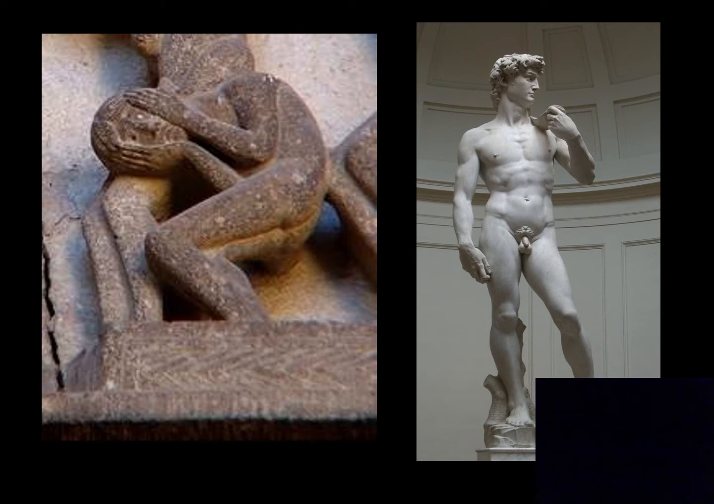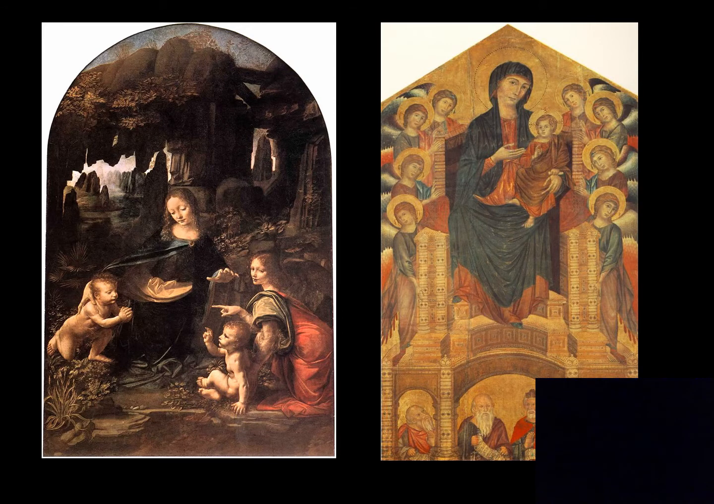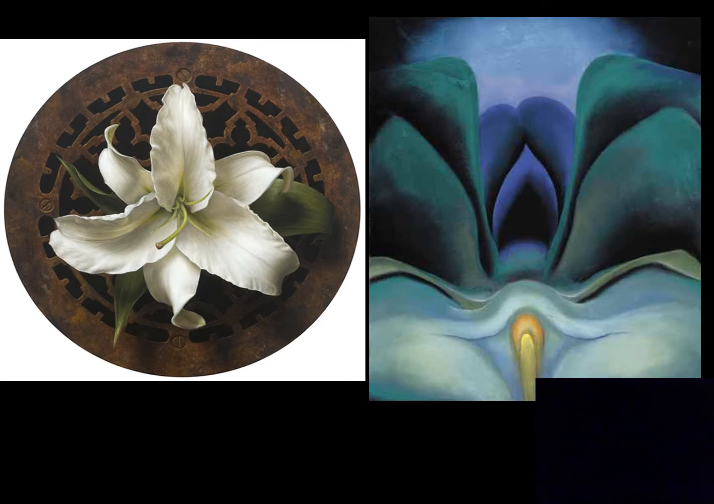Here we have two works of art with the same subject, both a male figure. They give us very different feelings because the formal elements are handled differently. Two paintings of flowers with very different colors. Two different depictions of the Virgin Mary from different time periods that have different formal approaches. Both of these images are portraits of a person, but obviously they have very different formal treatments. Two depictions of flowers.